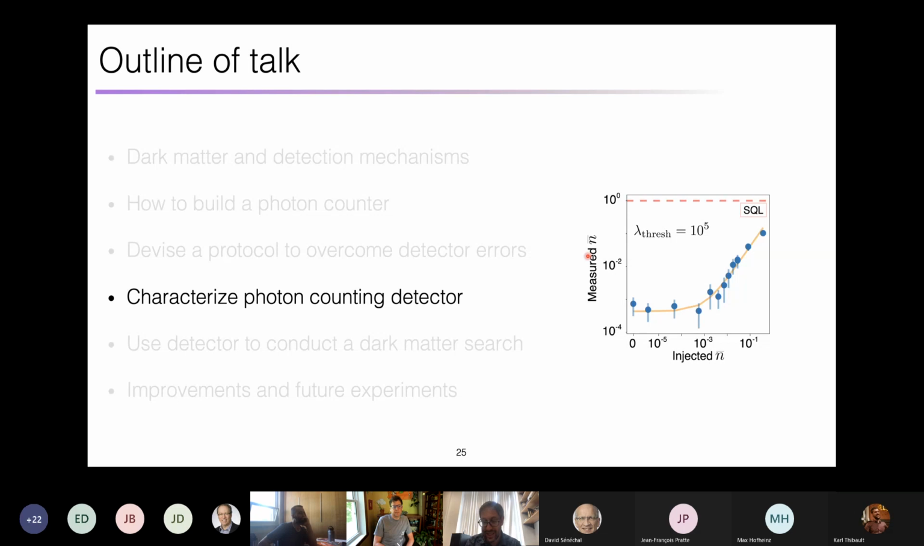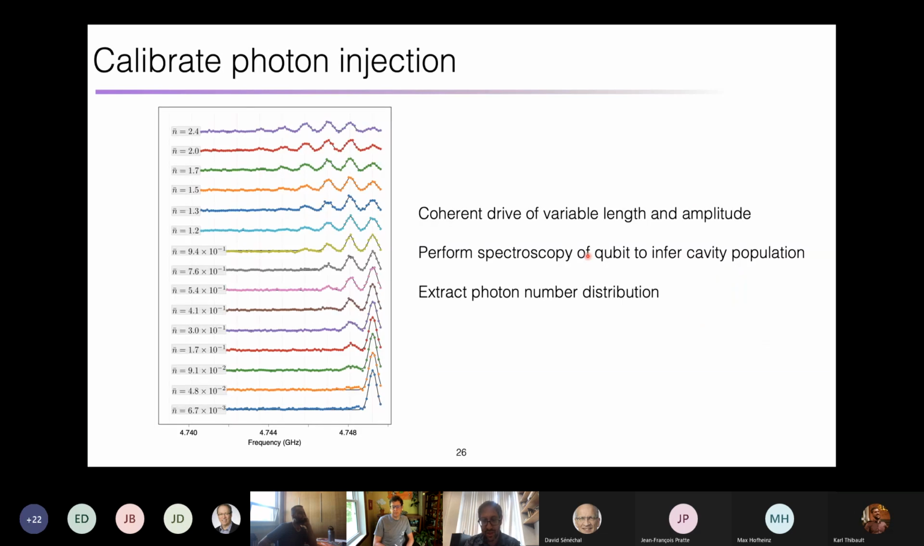Okay, so now we have our idea. Now let's actually see what it looks like. So this is our qubit, and we can do some spectroscopy. These are different levels of drive. So we intentionally drive the cavity with photons, with a coherent state with an amplitude of 10 to the minus 3 up to a couple. And you see when you're driving here, it's mostly 0, although there is some stuff even at pretty low drives. You can still see a little bit of a 1 photon peak, and then you can see many photons when you go up higher.